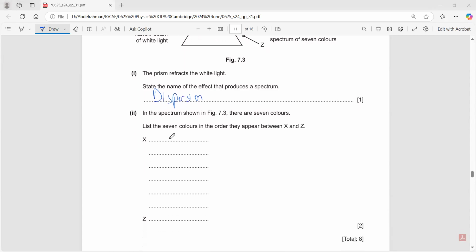List the names of the colors that appear between X and Z. Yes, I can write down the names of the colors. ROYGBIV: red, orange, yellow, green, blue, indigo, and violet. Excellent.